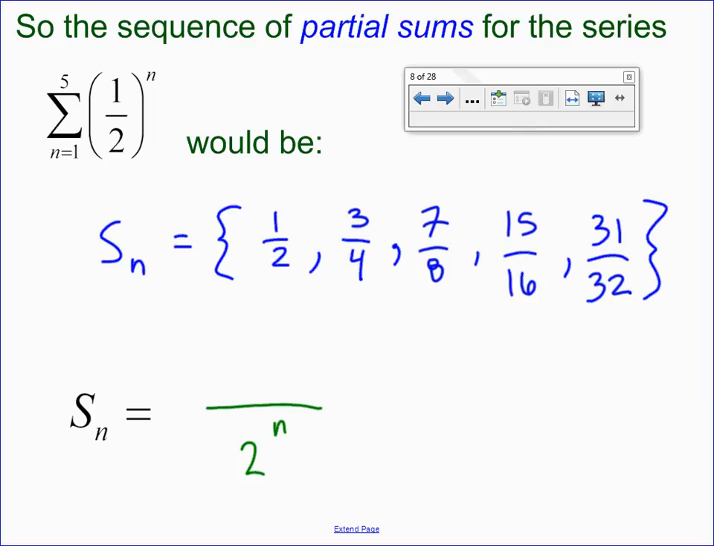What about the numerator? How's that connected? Who's got it? How would I get my numerator? Kobe? 2 to the n minus 1. Yeah, it's 2 to the n and then just one less than that. So we could generalize the value of the nth partial sum by writing a formula: 2 to the n minus 1 is my numerator over 2 to the n is my denominator. Cool. I wonder how that's going to come in handy.